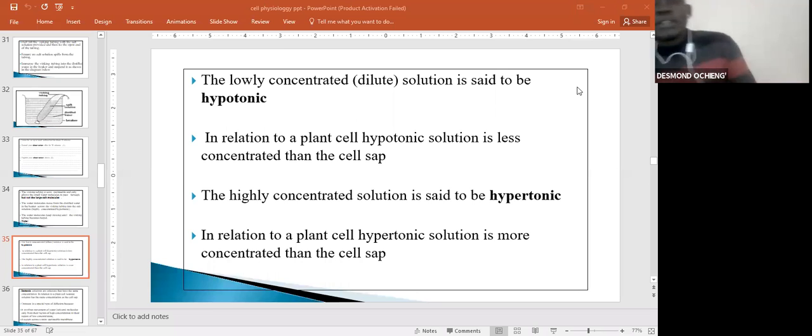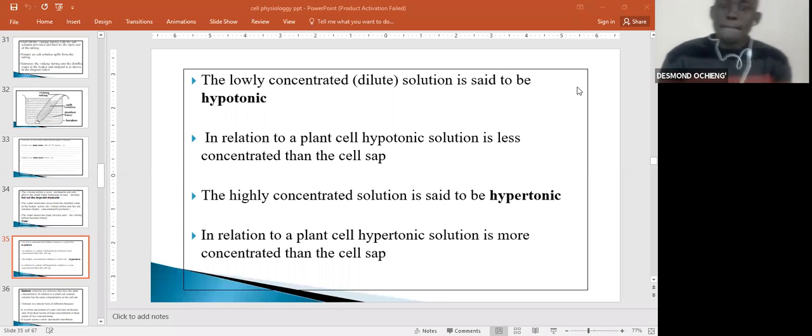Okay. Now we are told that in relation to a plant cell, a hypotonic solution is less concentrated than the cells have. Now, don't worry about this. This is going to be explained better later when we will be looking at the water relations. Okay.